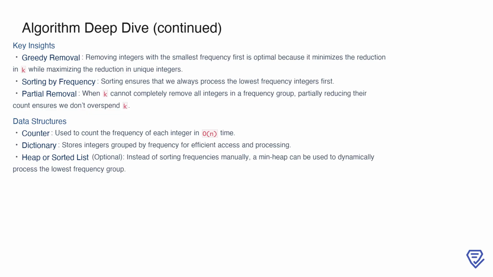To implement this efficiently, we rely on data structures like a counter for counting frequencies in O(n) time and a dictionary to group integers by frequency for quick access. For dynamic processing, a min-heap or sorted list can be used as an alternative to manual sorting.